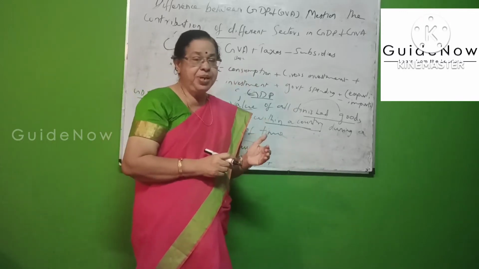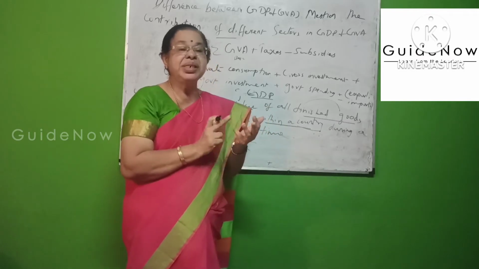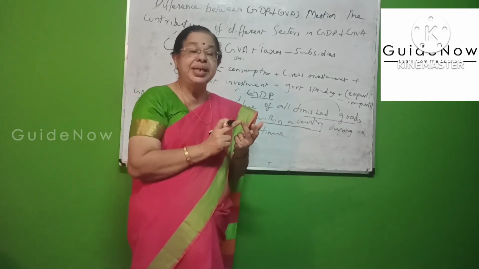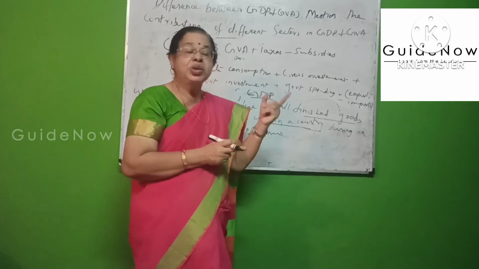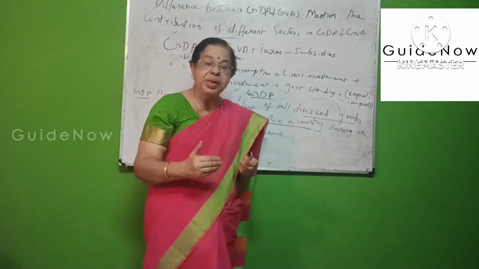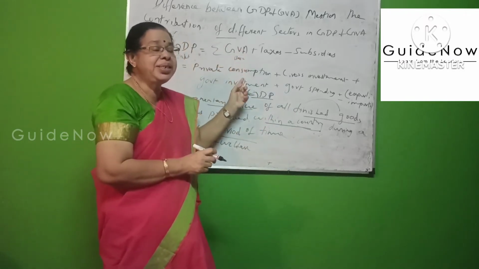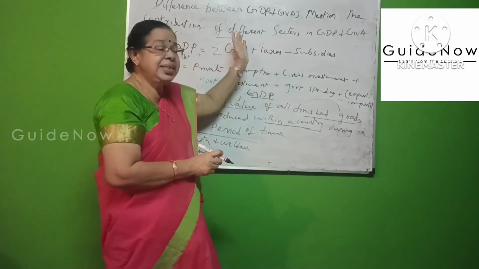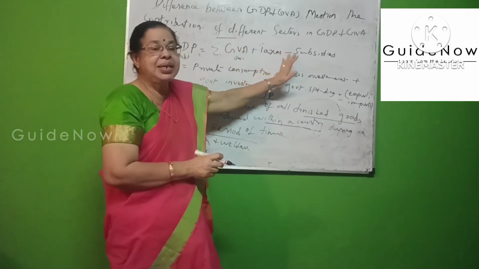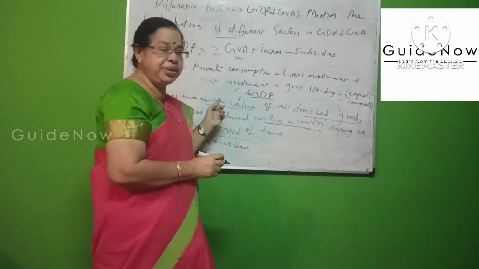So GDP is mainly calculated based on the income method, expenditure method and gross value added. Gross value added is the important measure used to calculate GDP. So sigma GVA plus taxes minus subsidy is equal to GDP, gross domestic product.